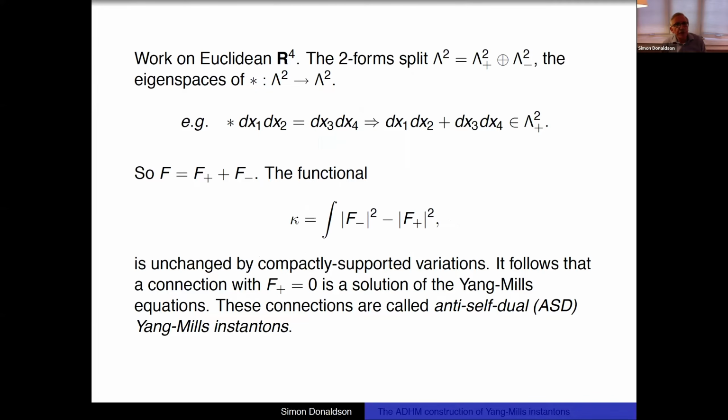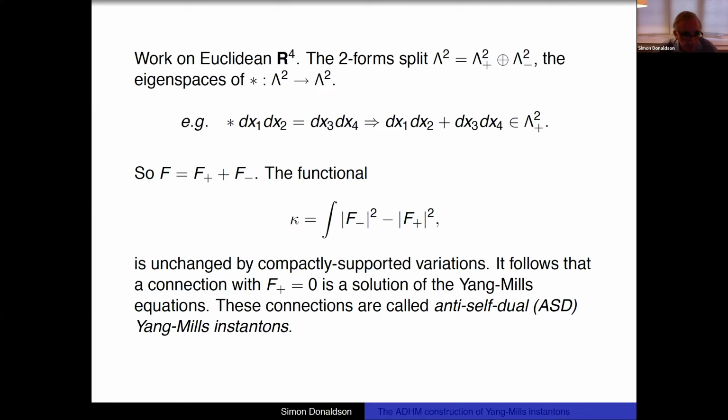So all of that discussion was in Minkowski space-time, with an indefinite signature, but we're going to work on Euclidean four-dimensional space, R4. If we now look at the space of two forms, as before, a special feature of four dimensions is that these split into the sum of the self-dual forms, lambda 2 plus, and the anti-self-dual forms, lambda 2 minus, as corresponding to the eigenspaces of the star operator.